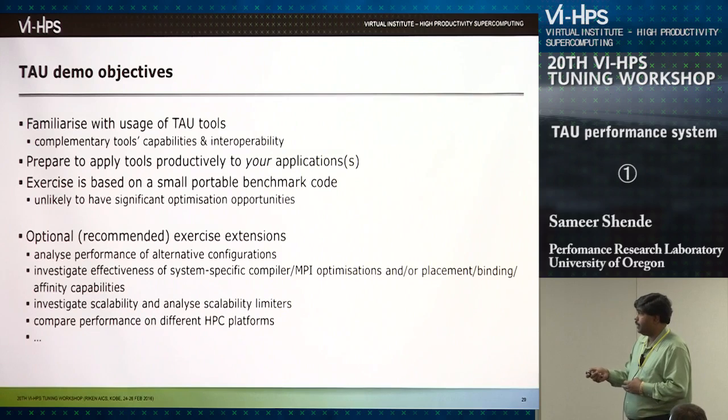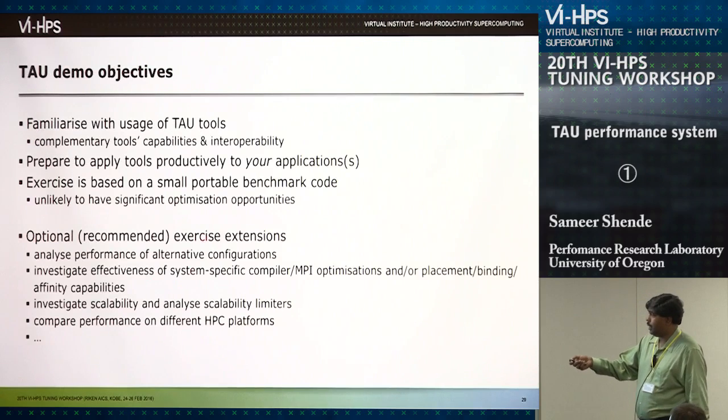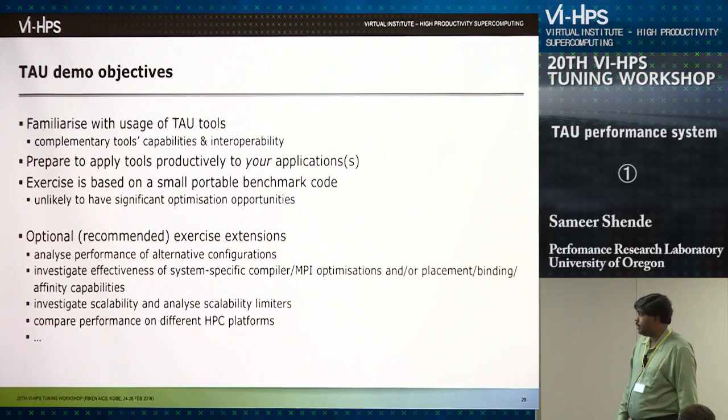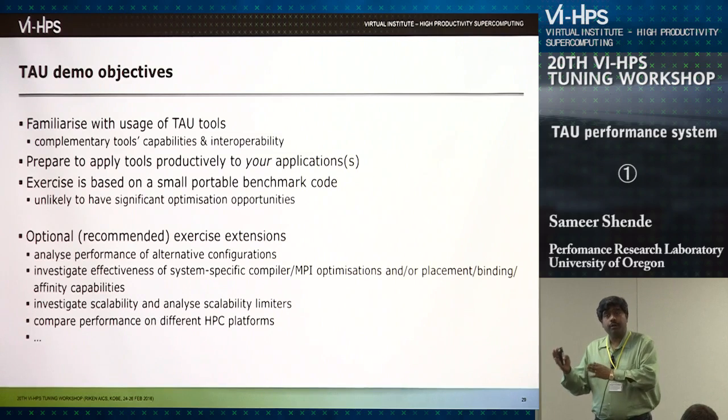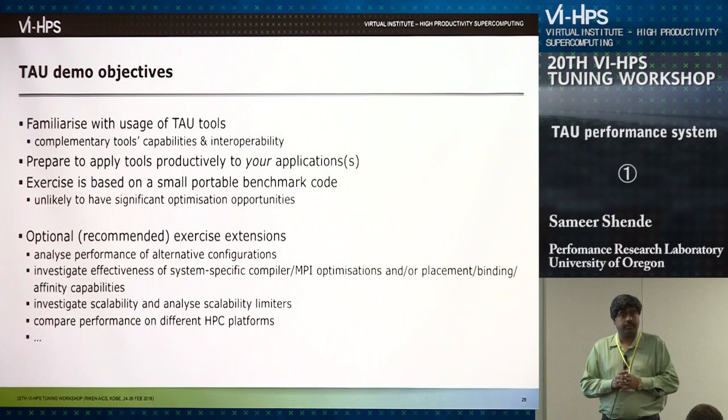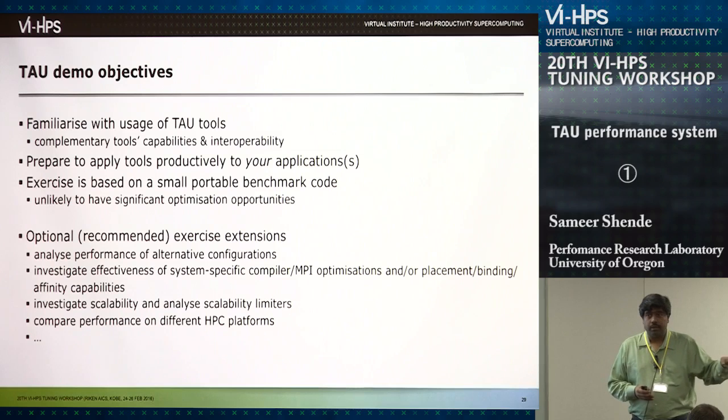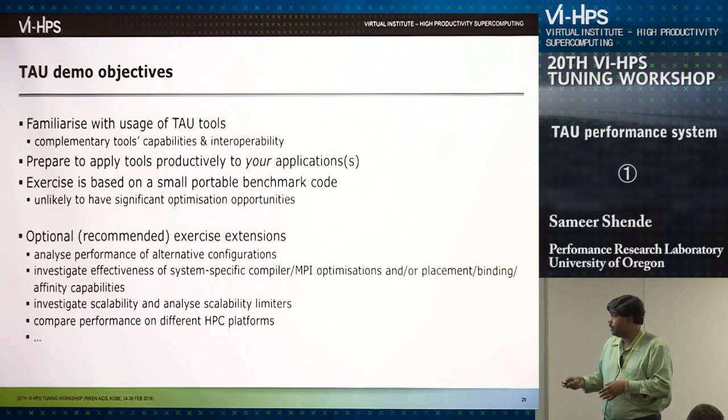Okay? And then there are some other extensions. We'll look at the performance of other configurations and investigate system-specific compiler features or MPI optimizations, and even compare performance on different HPC applications, platforms, if you would like. So the same tool is used in the same way on different HPC platforms. If you learn how to use Tau on the Pi system, you could apply the same techniques on a Linux cluster with x86 64 systems.